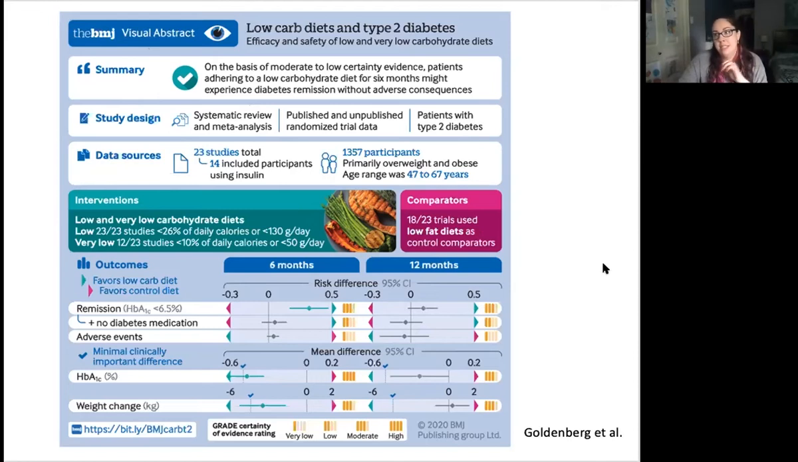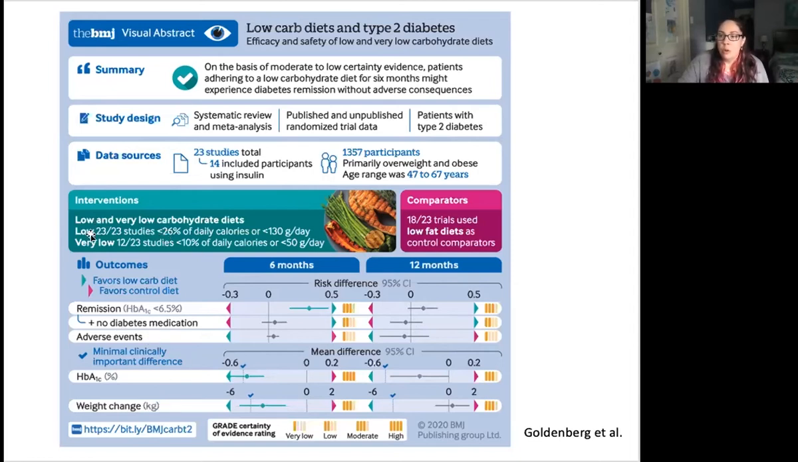So back to this. This study ended up looking at 23 studies that fit the qualifications of including the right kinds of information that they could do this analysis, and increase their sample size from studies that are usually really small to having over 1,300 participants. And what they were able to look at were the effects of low or very low carbohydrate diets on remission, with or without medication, and whether or not there were any adverse effects or weight change.